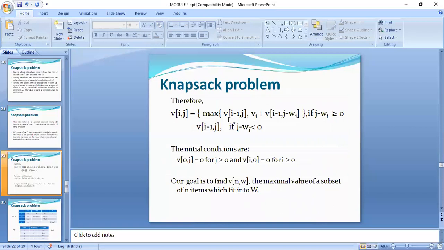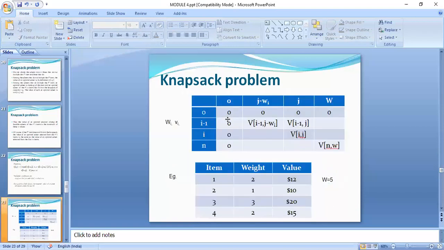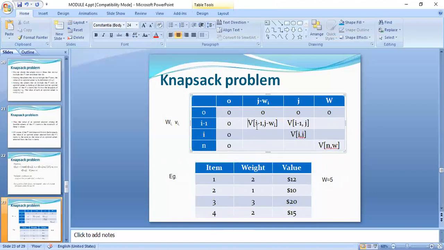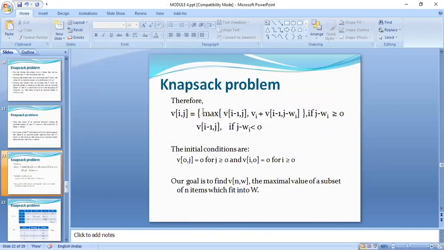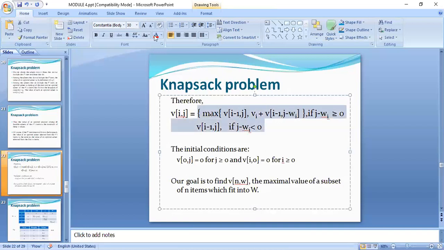So I will be comparing with two things. One is just the previous value, just to see what is the value of V of i minus 1 comma j, or I have to say what is the current item's value. For example, if I am choosing item 3, the item 3's value is 20. So 20 plus V of i minus 1 comma j minus wi. Whichever comes as maximum, either this will be maximum or this will be maximum, I'm just going to fit it into the knapsack if the values are there.